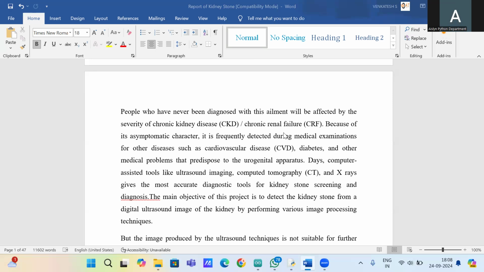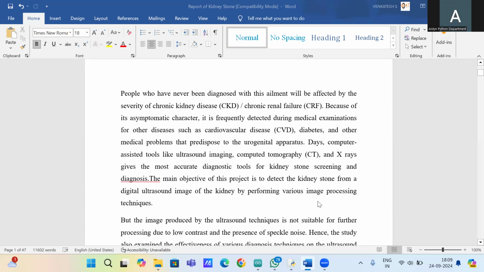It is frequently detected during medical examination of other diseases such as cardiovascular disease, diabetes, and other medical problems that predispose to it. Today's computer-assisted tools like ultrasound imaging, computed tomography, and X-rays give the most accurate diagnosis tools for kidney stone screening and diagnosis.